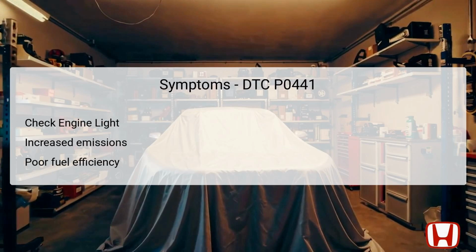The symptoms associated with DTC P0441 include the illumination of the check engine light, CEL, increased emissions, and possibly poor fuel efficiency. The CEL serves as the vehicle's warning signal that there is a malfunction present in the emission control systems, including EVAP. If the EVAP system isn't functioning correctly, it can lead to a breakdown of the fuel vapor capture process, resulting in increased hydrocarbon emissions that are harmful to the environment.